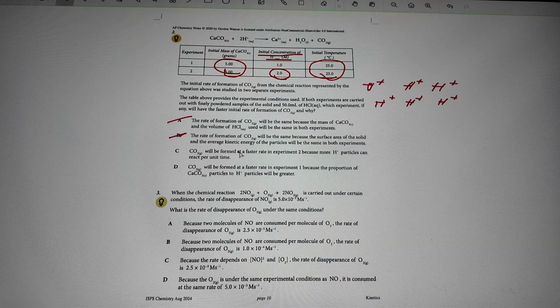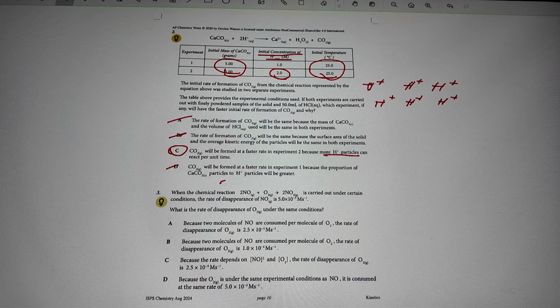Okay. CO2 will be formed at a faster rate because there are more H plus molecules going to react per unit time. I like C already. And then D, CO2 will be formed at a faster rate because the proportion of CO2 particles is the same. The proportion of CO2 to H will be faster in Experiment 1? No, there's more hydrogens. Definitely not Experiment 1. The answer is C.